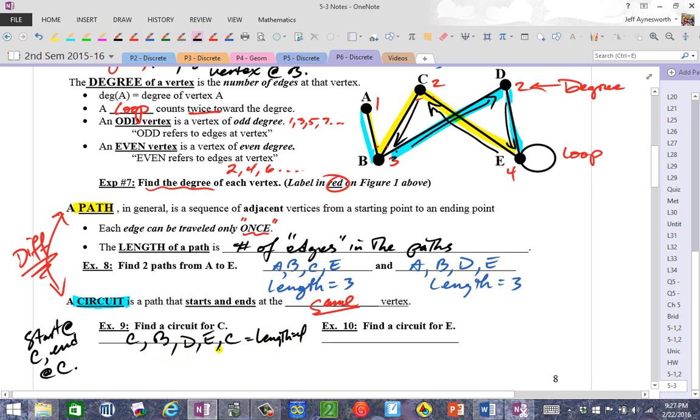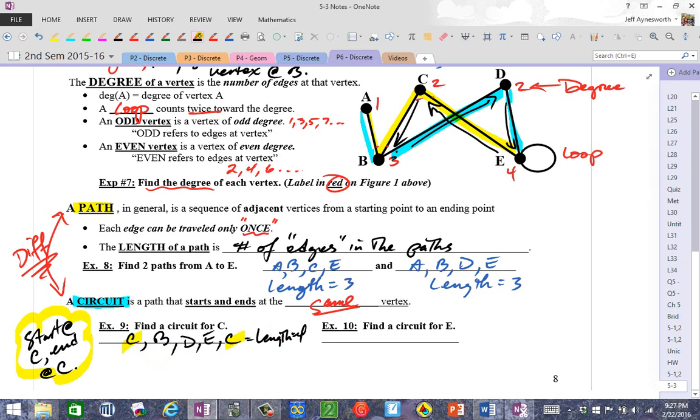Okay, now notice something here. We start at C and end at C. That's what I was talking about right here. That's a circuit, and that's different than a path. A path starts somewhere and ends somewhere else. A circuit has to come back to the same vertex. And there may be more than one circuit for every point.